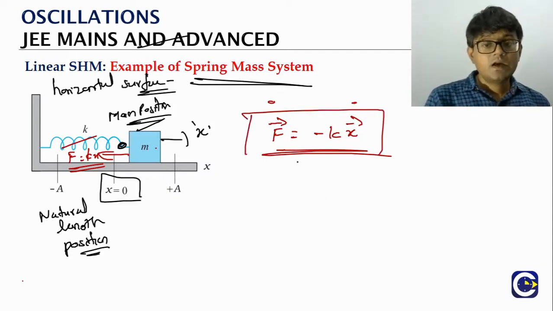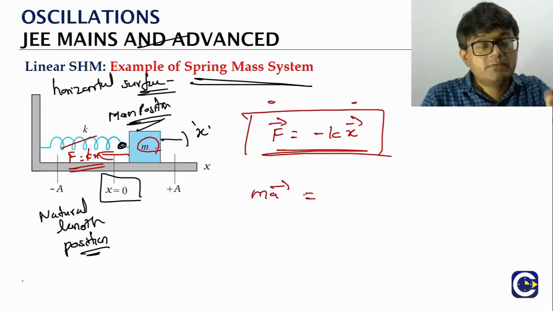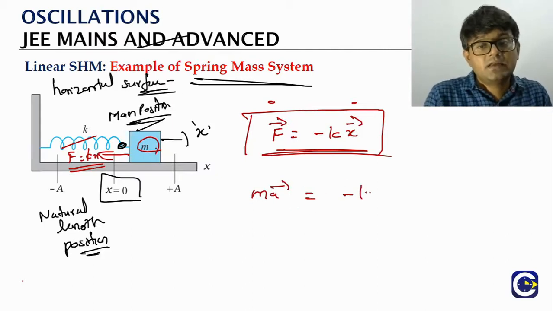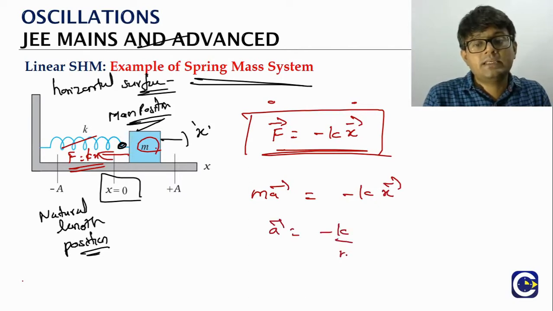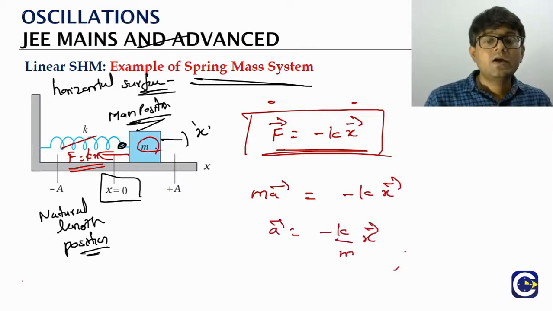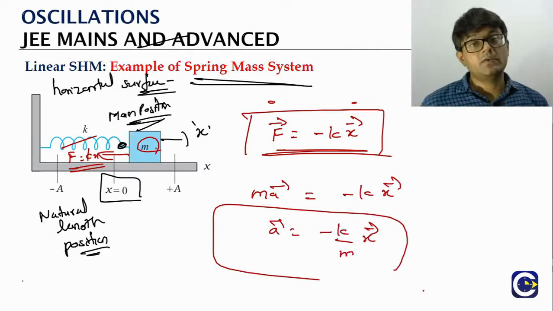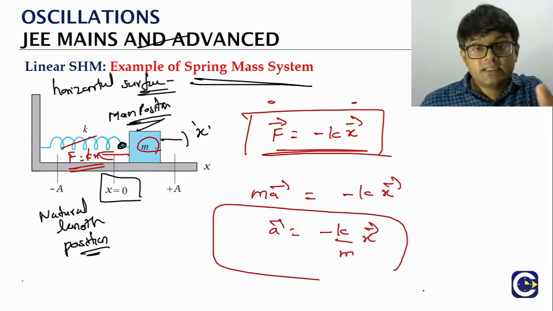Now this is the force acting on the object. The mass is m, so the acceleration coming because of that, let us say, is a. So force can be represented by m a, right? So from here, a is equal to minus k by m into x. Now when you look at this expression, what is it we are able to see? The acceleration is proportional to minus x, which means what?